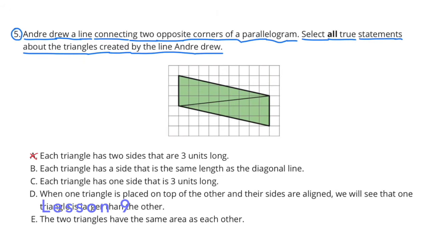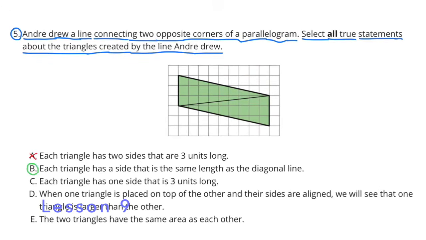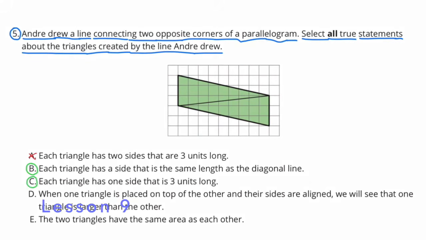B. Each triangle has a side that is the same length as the diagonal line. True. C. Each triangle has 1 side that is 3 units long. That's true.